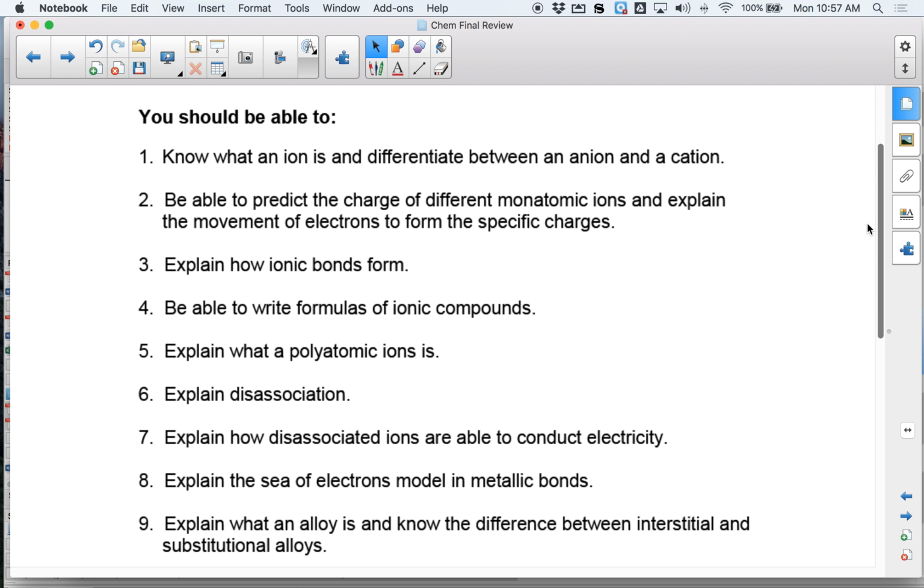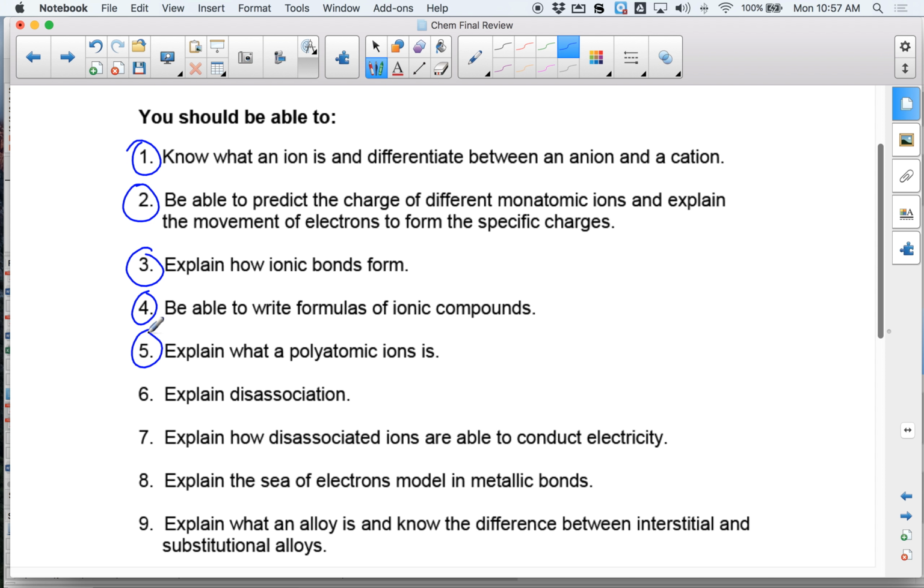Chapter 5. Circle 1. Hey, shut up and listen. Circle 2. And 3. And 4. And 5. And 6.